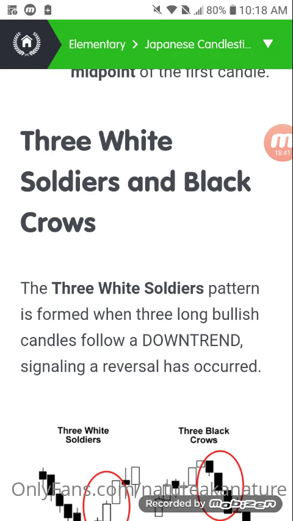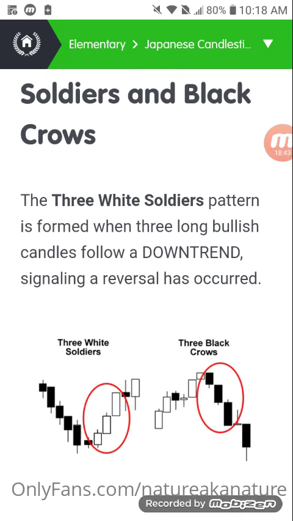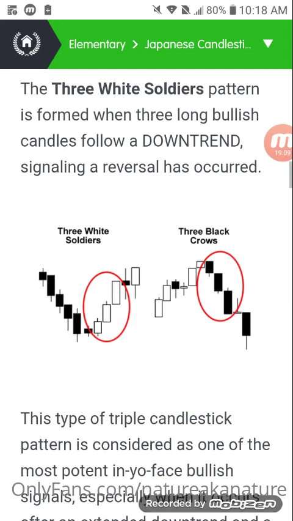Three white soldiers and three black crows. The three white soldiers pattern is formed when 3 long bullish candlesticks follow a downtrend. Three long bullish candlesticks at the end of a downtrend signal that a reversal has occurred, that price wants to head back up. That's the three white soldiers.